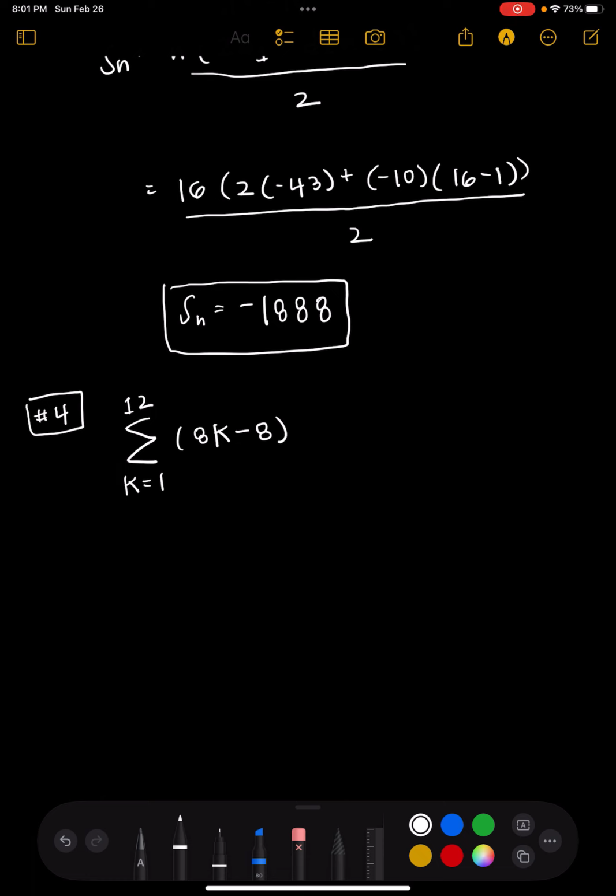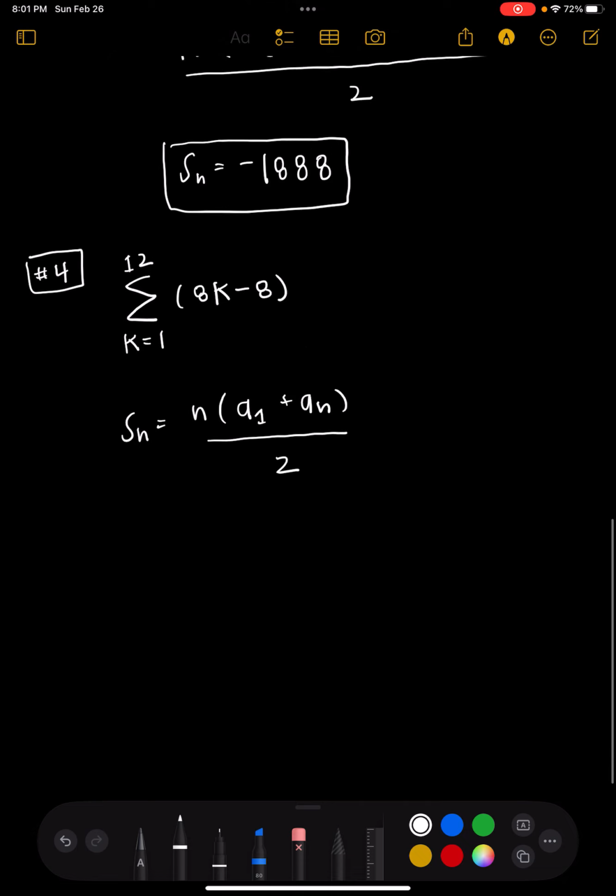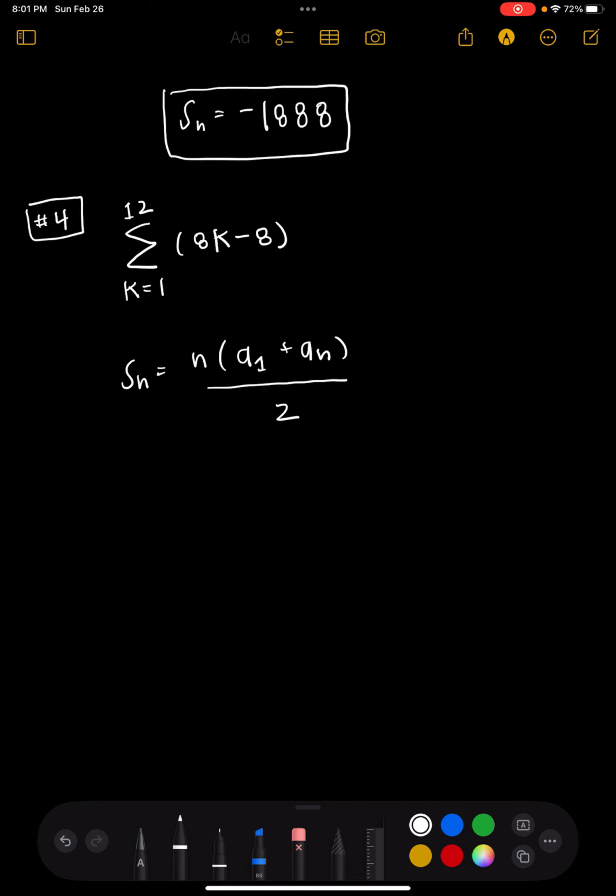And so there's a function on your calculator that will do this for you, but I'm going to show you how to do this with a formula. The formula that we're going to use on here is S sub n is equal to n times a1 plus an over 2. So in order for that to work, we need the n, the a1, and the an. So the n is actually pretty easy to find on the sigma. The n will always be the top number. So I know that n is equal to 12 in this case.